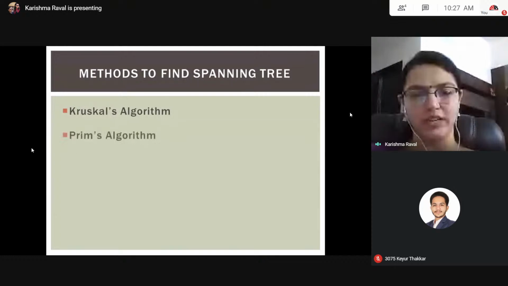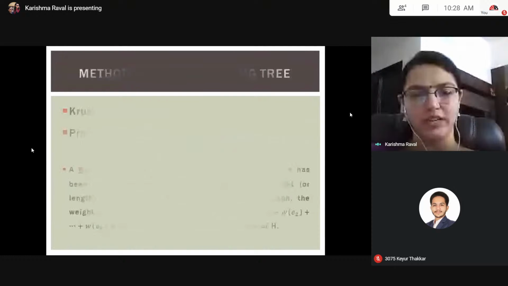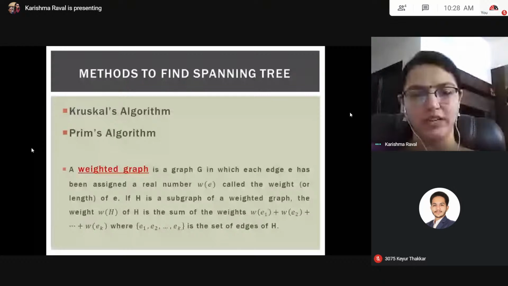Now, methods to find the spanning trees. We have 2 different methods, Kruskal's algorithm and Prim's algorithm. Before understanding the method, we need a definition: weighted graph. A weighted graph is a graph G in which each edge E has been assigned a real number W(E), which is called the weight of E. If H is a subgraph of a weighted graph, the weight W(H) of H is the sum of the weights W(E1) plus W(E2) plus up till W(Ek), where E1, E2 up till Ek is the set of edges of H.